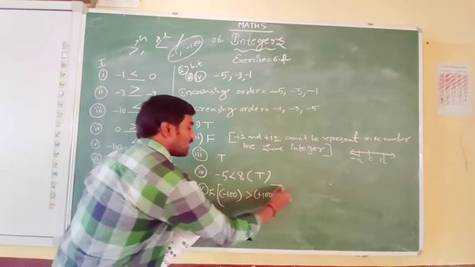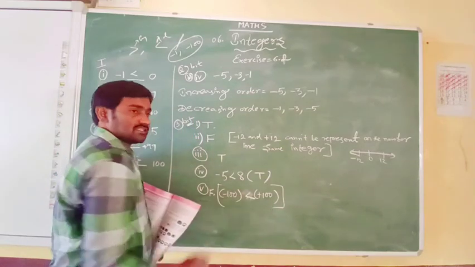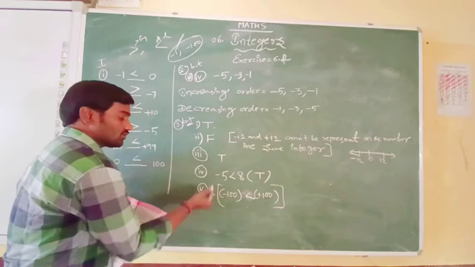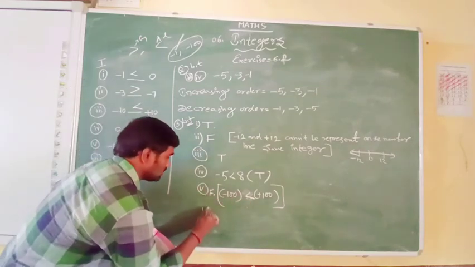To make it true, what do we have to do? This symbol should be less than. So -100 is less than +100. So this is correct now. The given statement is false. The correct statement is this. Okay. Then the sixth one.